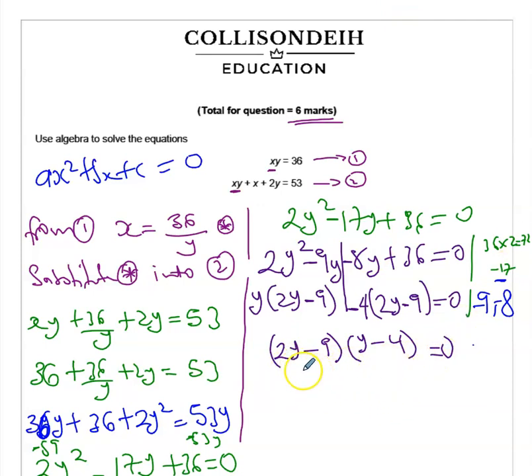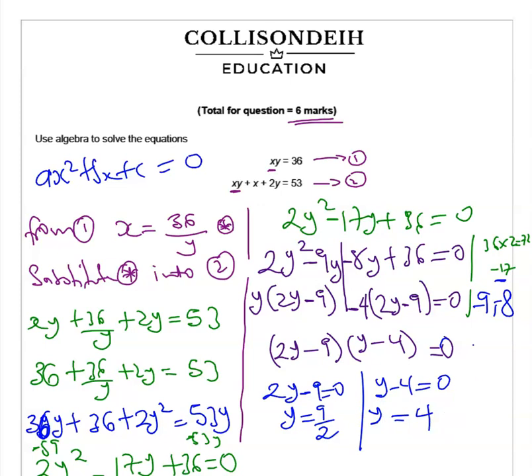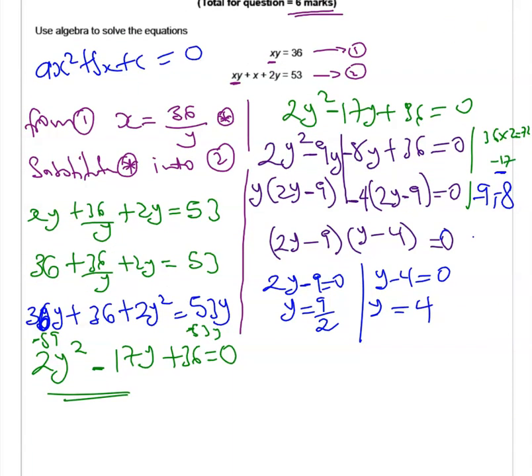So we come back to our favorite section. Well, if two numbers are multiplying, then the result is 0, which tells us that either 2y minus 9 is 0 or y minus 4 is 0. So that leaves us with y being 9 over 2 or y being 4. So now with our two values for y, we will be able to work out their corresponding x values.